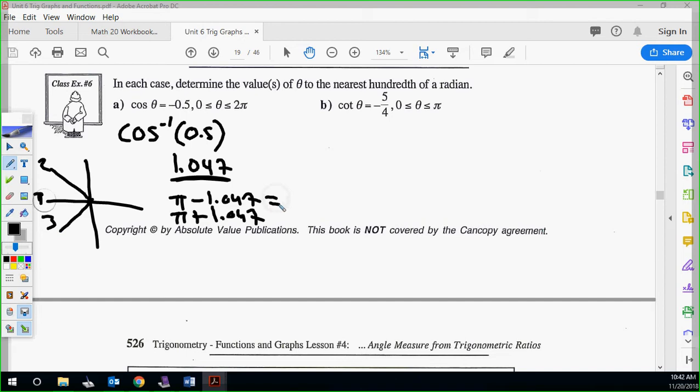Okay, can somebody give me these? 2.09 and 4. Thank you. Okay, good. A couple things you can think about, just so you know that you're right. We know that we should be in quadrant 2, right? Quadrant 2 is 1.5 to 3.1. 2.09 is between those, so we're in the right quadrant.